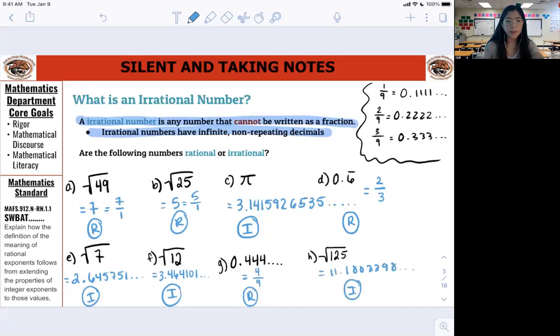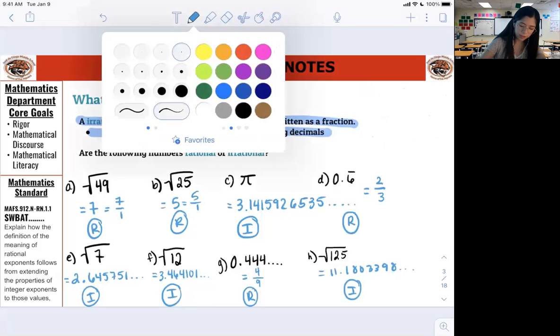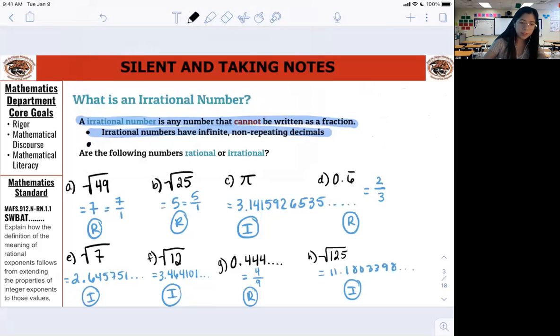So let's talk about the patterns we're noticing. What types of numbers end up being irrational? Numbers that don't have a perfect square. You got it. Exactly. So I'm going to add a little bullet point here. We're going to add this to our definition. Irrational numbers: any number that is the square root of a non-perfect square.